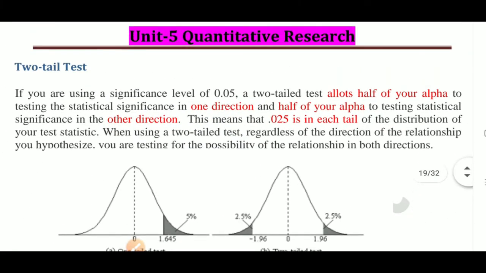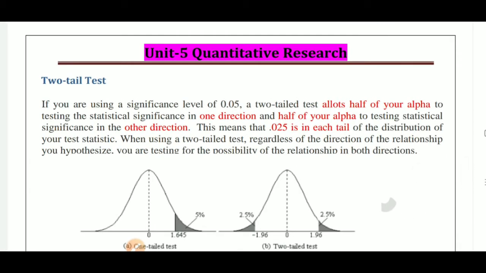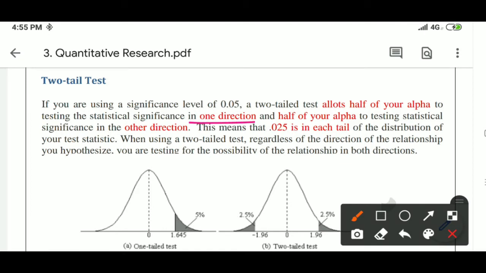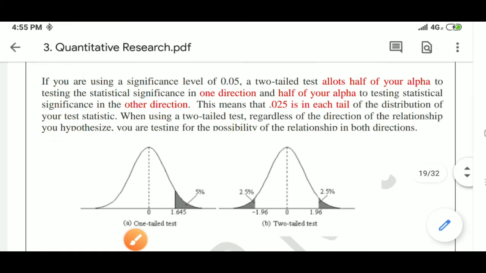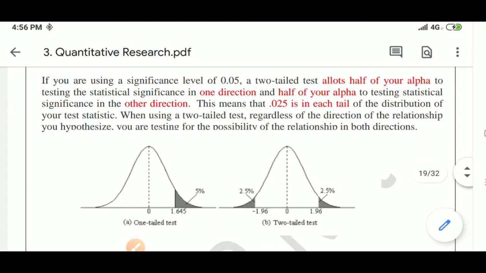So let's understand the two tail test. If you are using a significance level of 0.05, a two-tailed test allots half of your alpha to testing the statistical significance in one direction and half of your alpha in the other direction. That means 0.025 in each tail, in both directions. So now you can see in this diagram the alpha, the 0.05 level of significance, you are taking in both directions, half in one direction, half in the other direction. So when using the two tail test, regardless of the direction of the relationship in your hypothesis, you are testing for the possibility of relation in both directions. That means you are taking the values in both directions, and you are trying to calculate the relation in both directions.